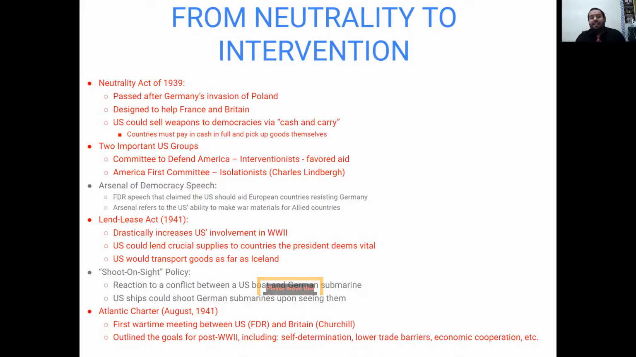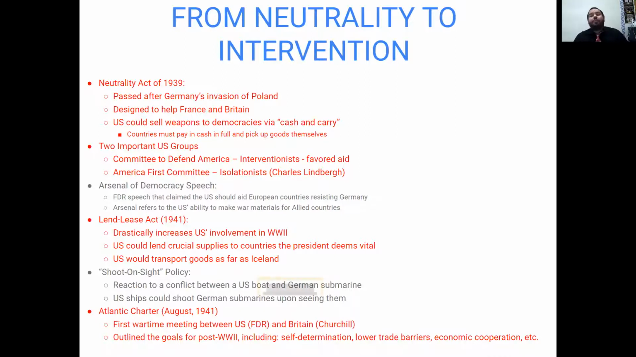All right, World War II has kind of started, 1939, and the U.S. passes the Neutrality Act of 1939 in response to Germany's invasion of Poland, and it was designed to help France and Britain. So now the U.S. kind of switched up their neutrality acts from 1935 to 1937 for 1939. So now the U.S. could sell weapons to democracies. It doesn't have to be a warring nation. Now it could be a democracy via the cash and carry. So they still have to pay in full before they could come pick it up.